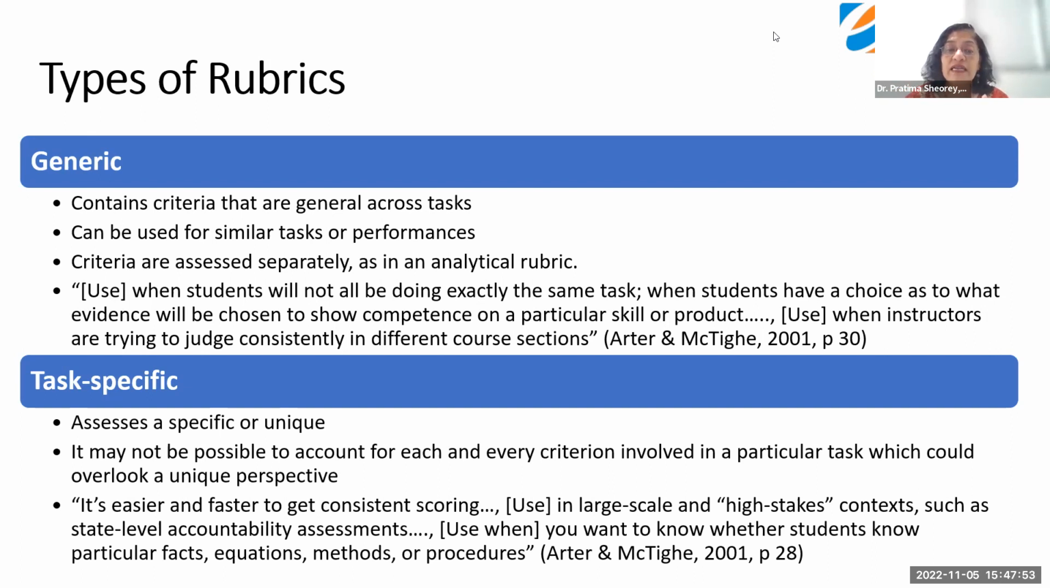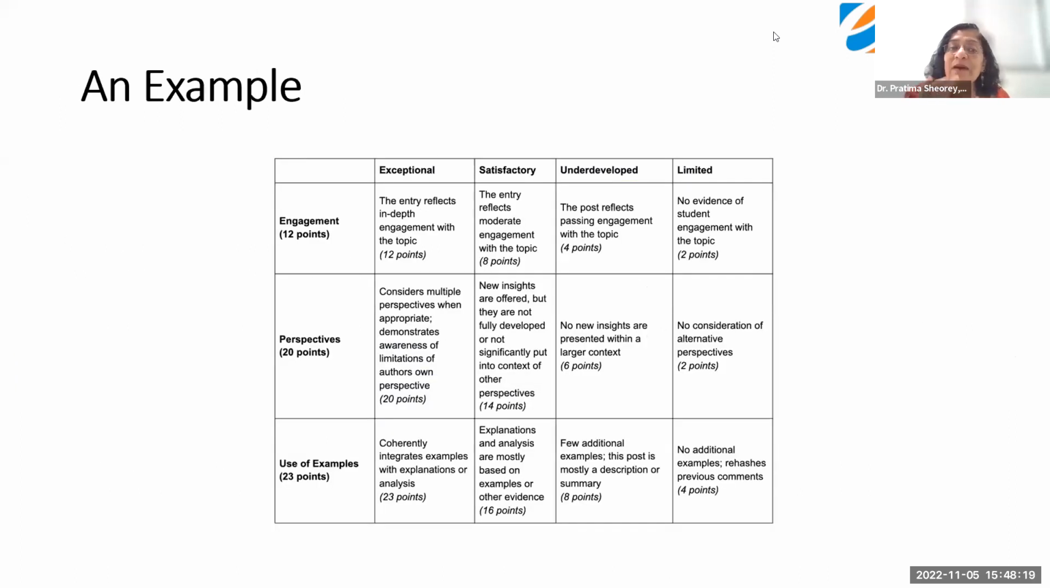It's easier and faster to get consistent scoring in large scale, high stakes contexts such as state level accountability assessments, right? So doing a certain action in a certain way, following a certain set process, doing a certain set number of things, all work according to that. So this is an example of what a rubric can be like.